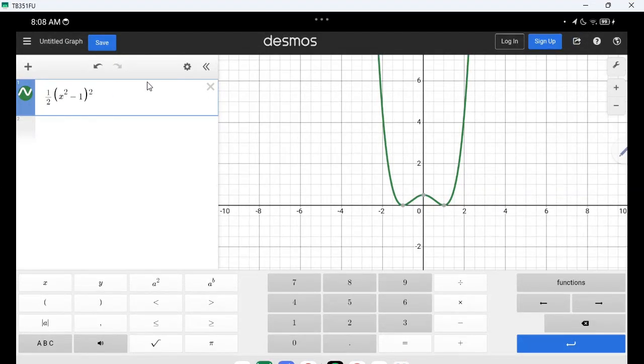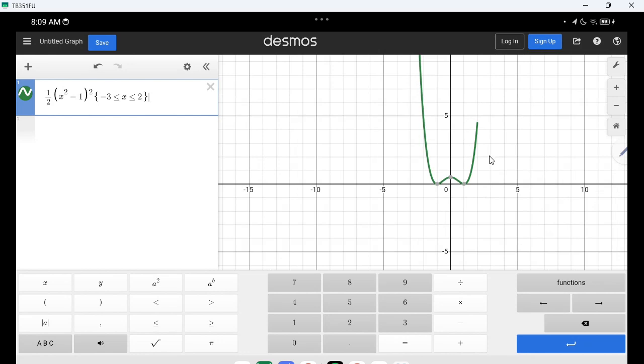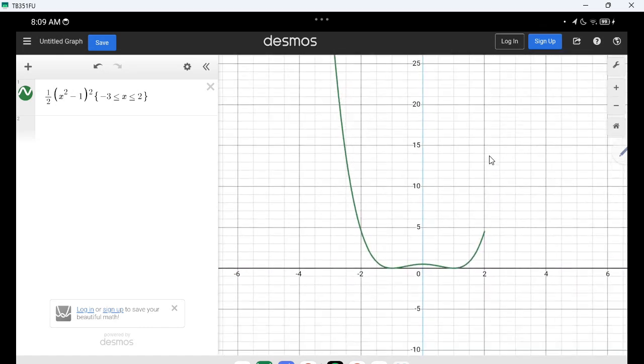All right. So we need to restrict this from -3 to 2, right? Yes. -3 less than or equal to x less than or equal to 2. How do you do that? Yeah, bracket notation. Yep.